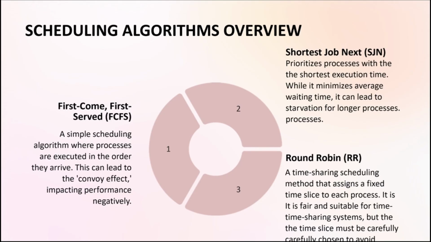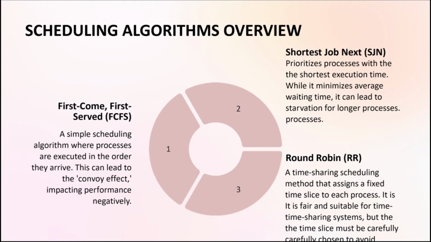While the shortest job next prioritizes processes with the shortest execution time, and while it minimizes average waiting time, it can lead to starvation for longer processes. So when processes come in, the processes with shorter time are executed first before those with longer time. So this method somehow starves longer processes.